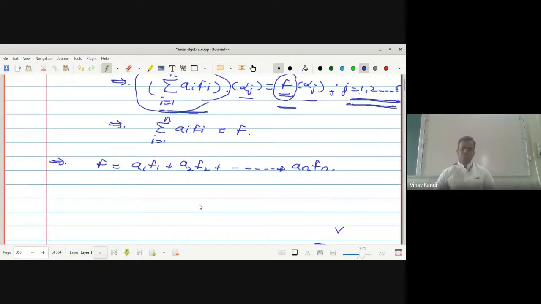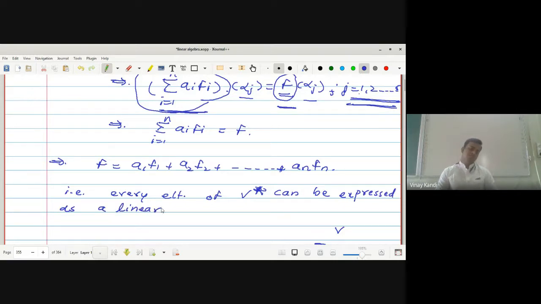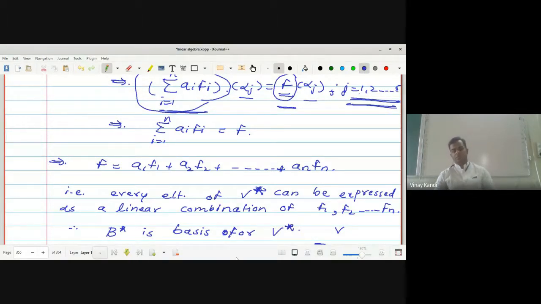Hence f is equal to a1 f1 plus a2 f2 up to so on an fn. That is, every element of V star can be expressed as a linear combination. f is an arbitrary element, so any element or every element of V star can be expressed as the linear combination of f1, f2 up to so on fn. This implies B star is a basis for V star. Okay, any doubt?